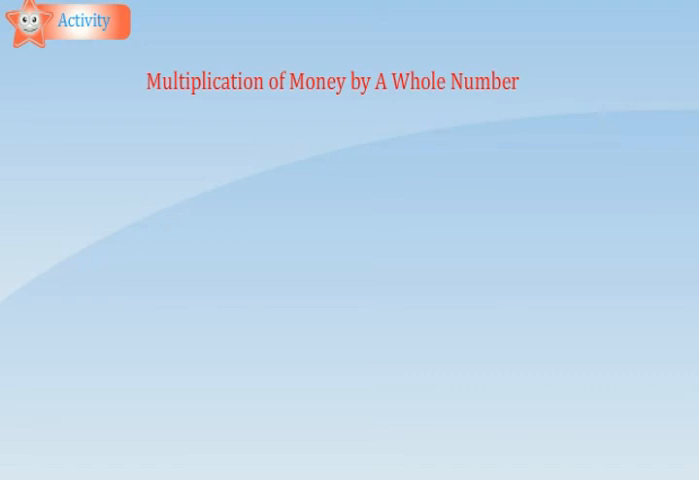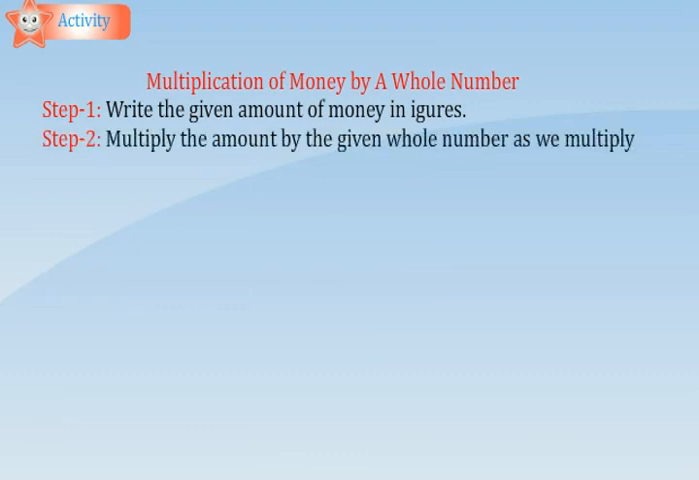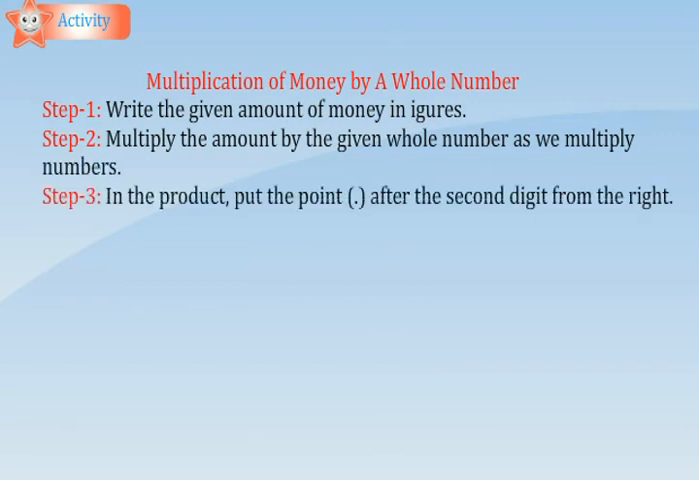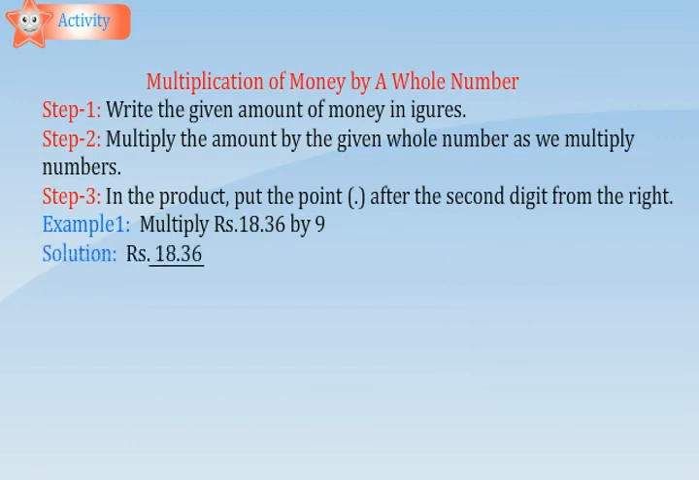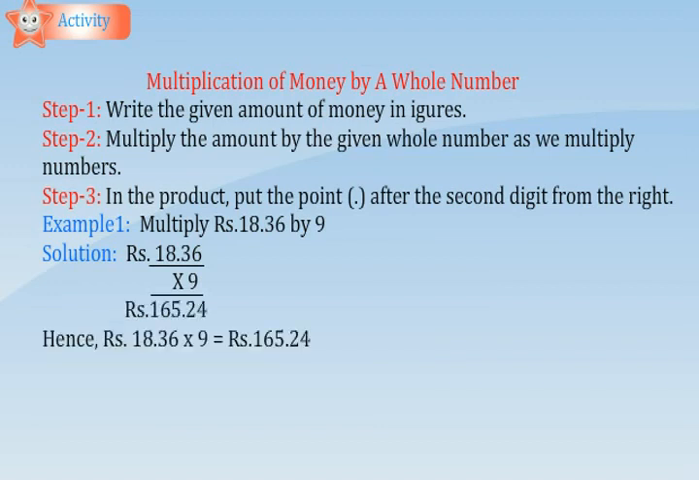Multiplication of money by a whole number. Step 1. Write the given amount of money in figures. Step 2. Multiply the amount by the given whole number as we multiply numbers. Step 3. In the product, put the point after the second digit from the right. Example, multiply rupees 18.36 by 9. Hence, rupees 18.36 into 9 is equal to rupees 165.24.